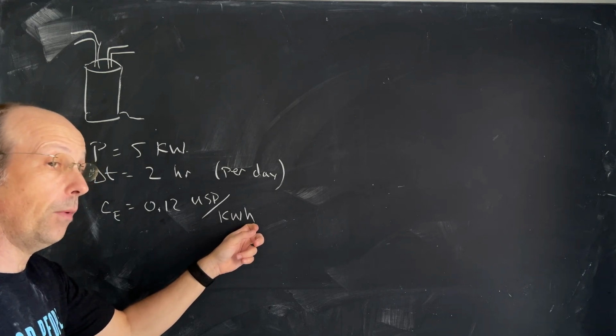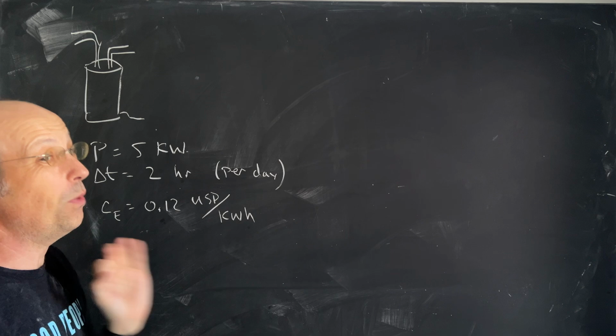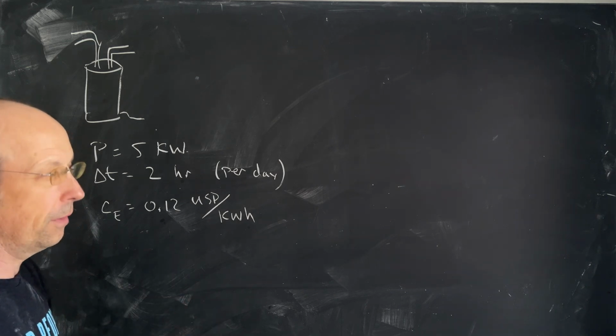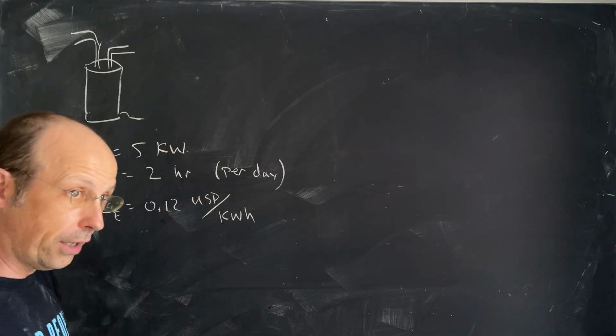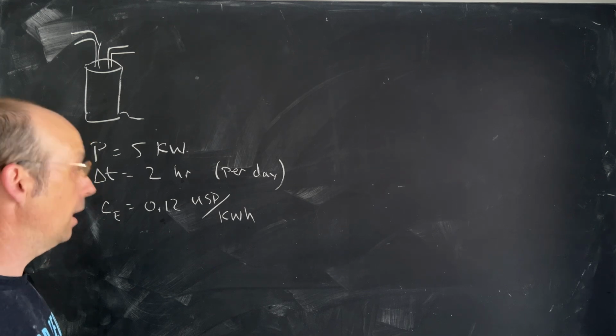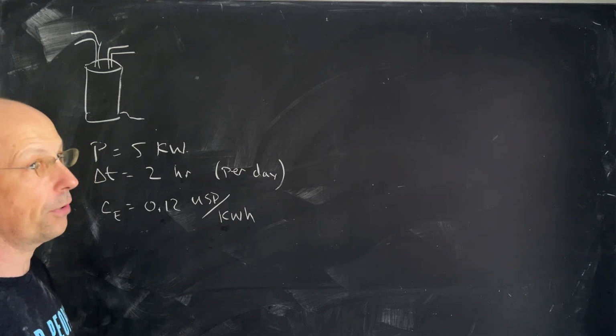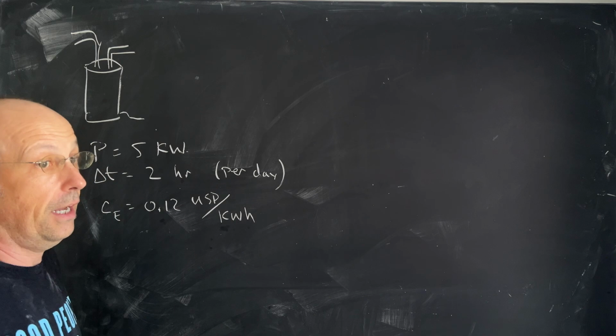Notice down here that we have kilowatts, hours. So we don't even have to switch to joules. But let's just go ahead and calculate the total energy in kilowatt hours and then multiply it by our cost per kilowatt hour, which is a unit of energy, and then we'll be done.